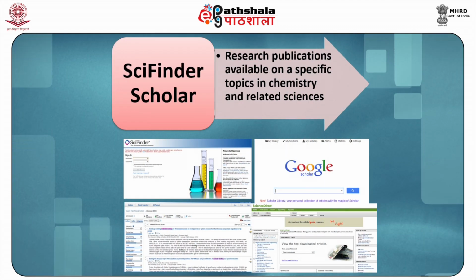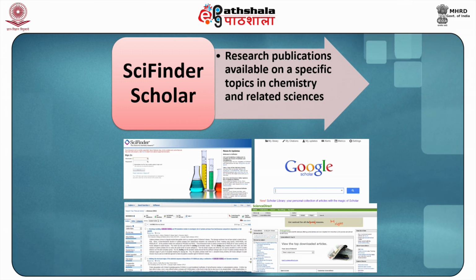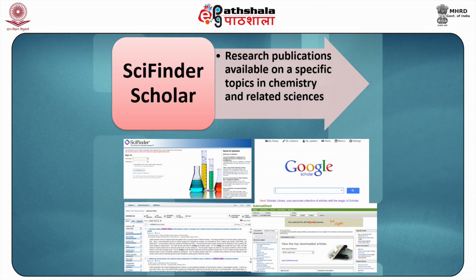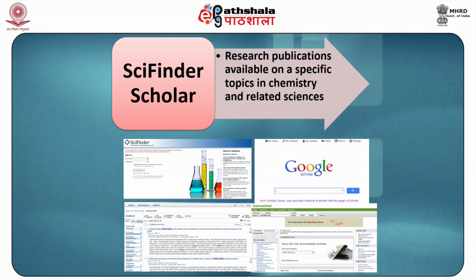In addition to general search engines like Google, there are specialized search engines that only retrieve specific information types. For example, SciFinder Scholar gives the information about various research publications available on specific topics in chemistry and related sciences. SciFinder, therefore, is only restricted to scientific research and not for videos and general searches. Other examples of research publication search engines include Google Scholar, Science Direct, etc.